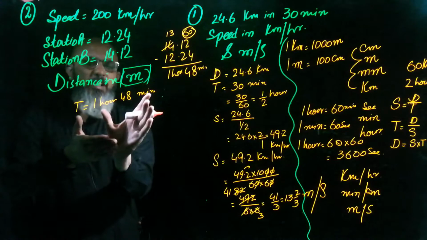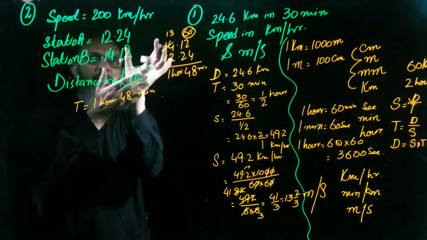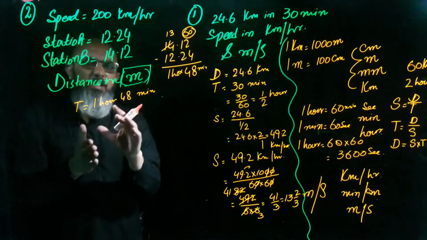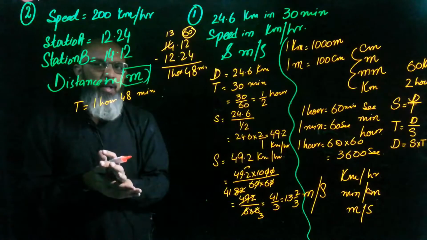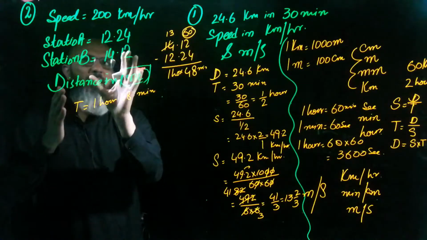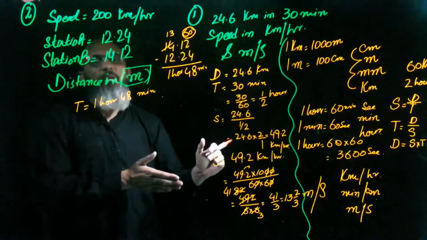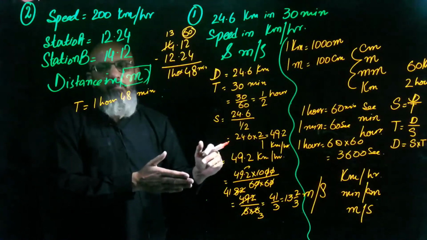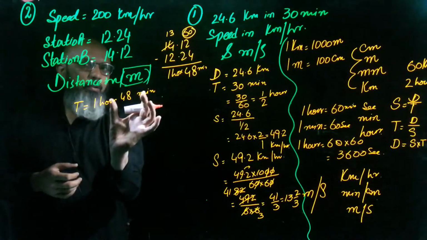You can convert this first into seconds and the distance also in meters. Then you can find the speed in meters per second and then you multiply. In the other case, you can find the distance in kilometers. At the end we will change this into meters. So first change this into hours.